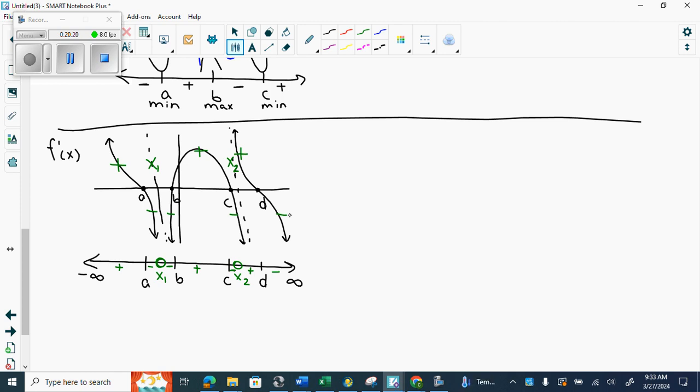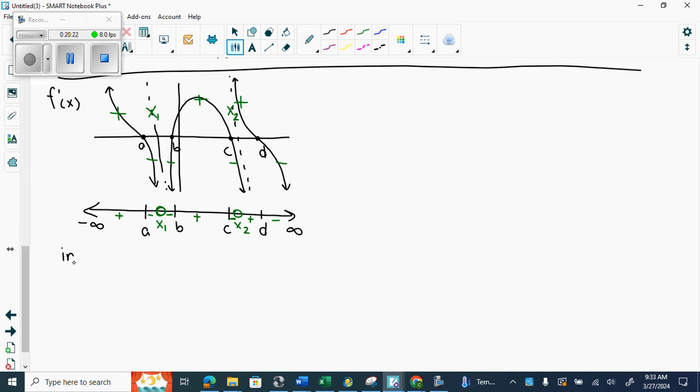Yes? So this would be increasing from negative infinity to A, or B to C, or x2 to D. See how it's round? Because it can't equal x2 because x2 is an asymptote.